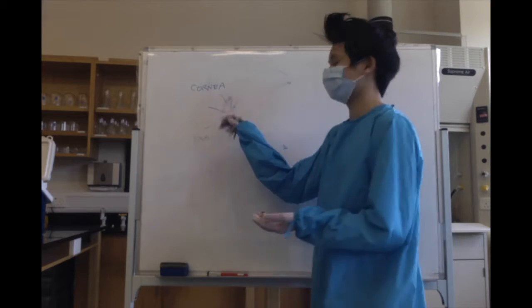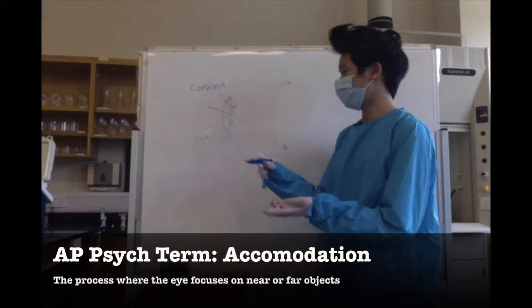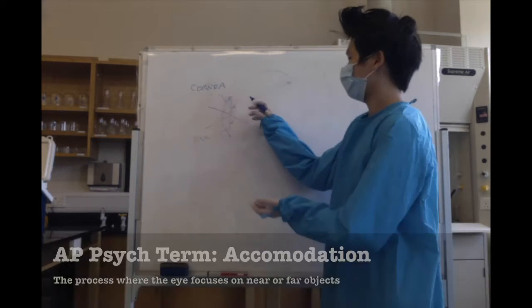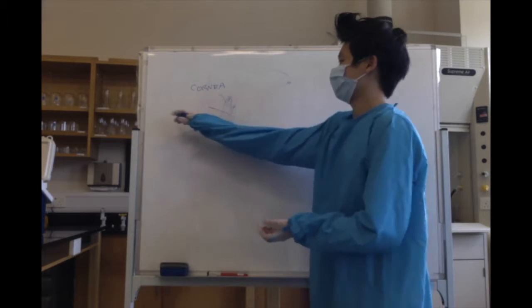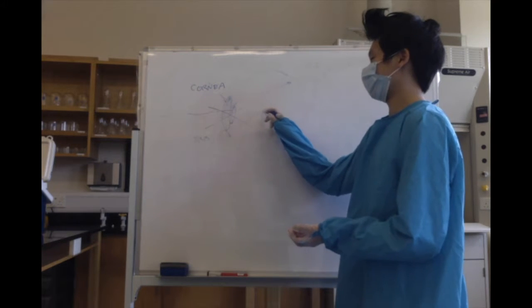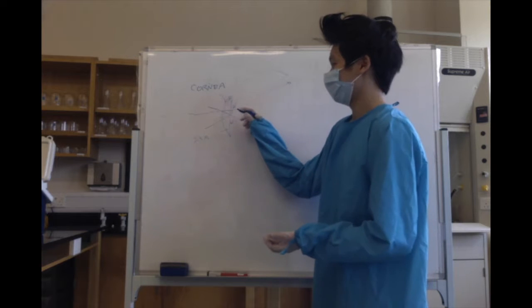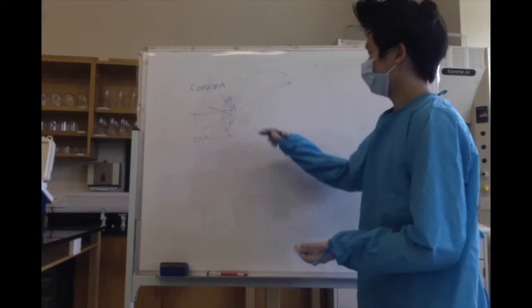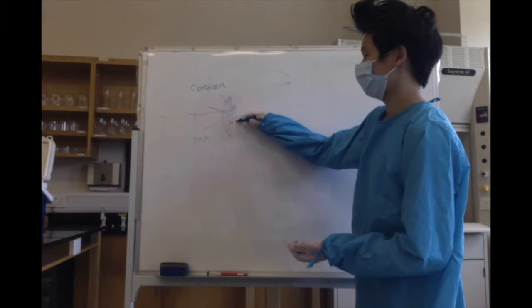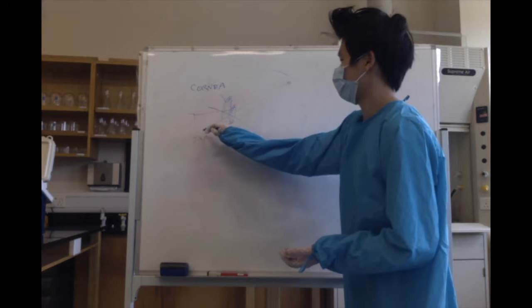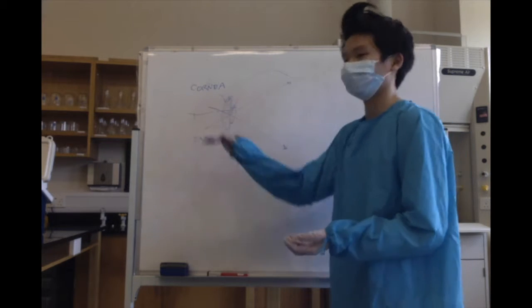There's a process of the lens called accommodation. So when you look at things that are really far away, the lens flattens out, and this allows light rays to enter into the eye from far distances. Now, when you're trying to focus on something that's really close by, the lens actually becomes bent or rounded, and this allows the light to enter the eye from a close distance.